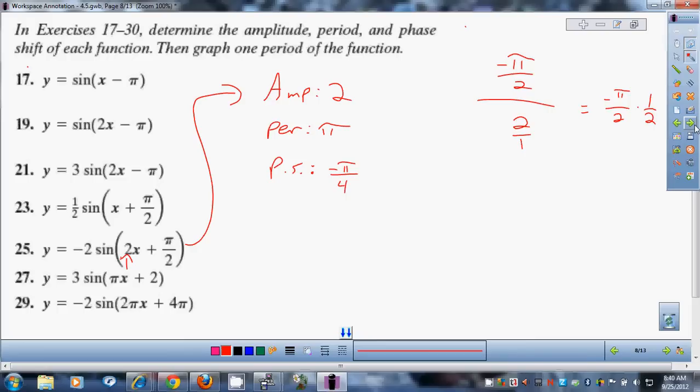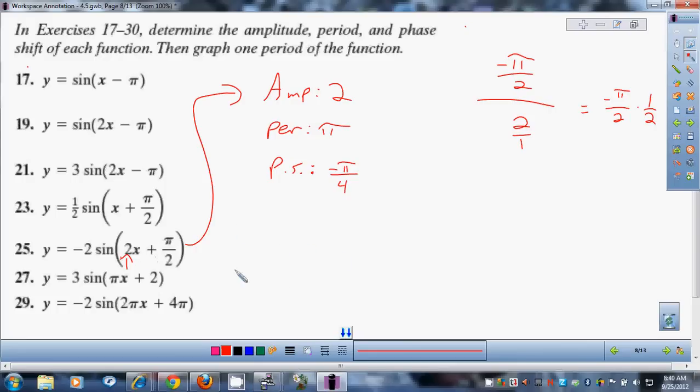Now, these phase shifts are hard to see, because since they're periodic functions anyway, a lot of times you're going to move the function right where it would have been anyway. Not necessarily all the time. So phase shifts are really hard to see on trig functions. They're very subtle. Let me show you an example of what that would look like.